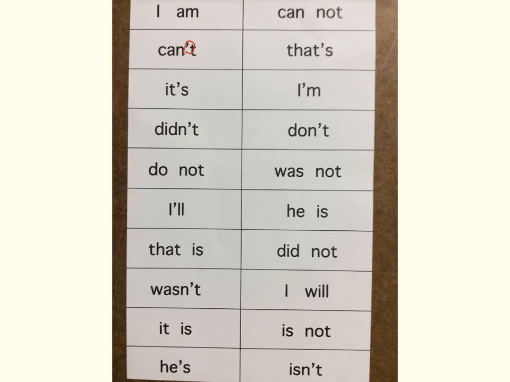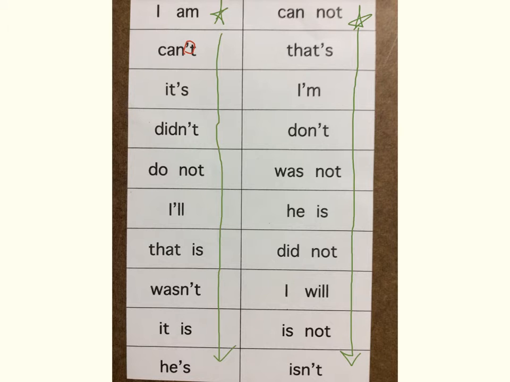So let's go ahead and go through our words. We have the two words, I am. And your I is always capitalized when it stands alone. Then you have can't, it's, didn't, do not, I'll, that is, wasn't, it is, he's. Second column, cannot, that's, I'm, don't, was not, he is, did not, I will, is not, and isn't.